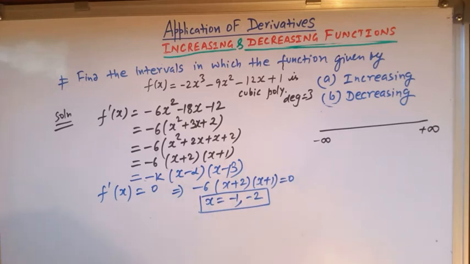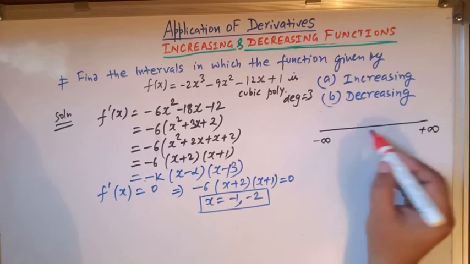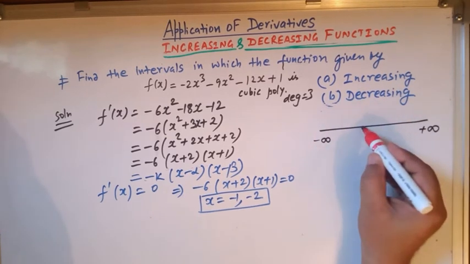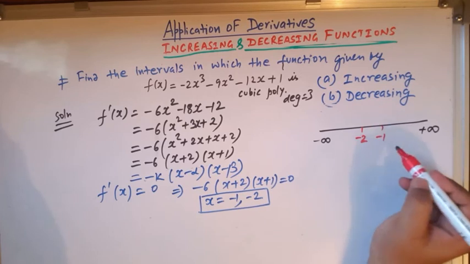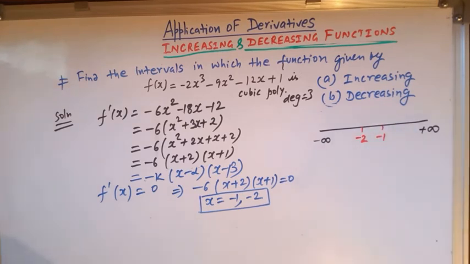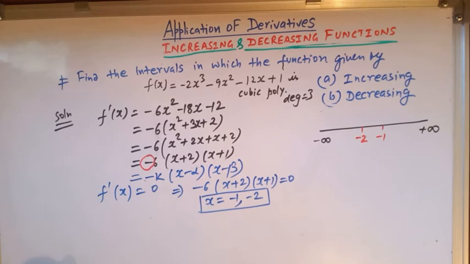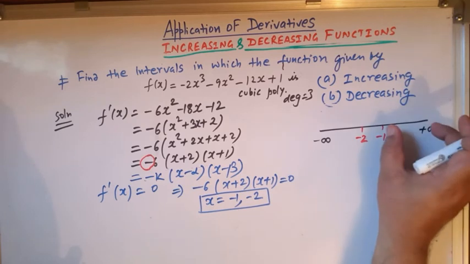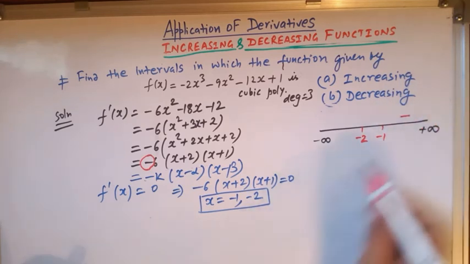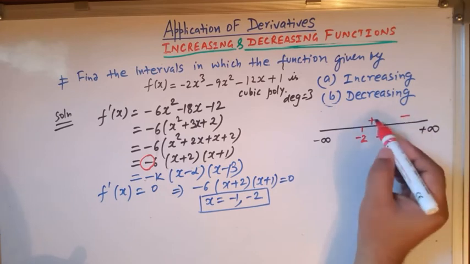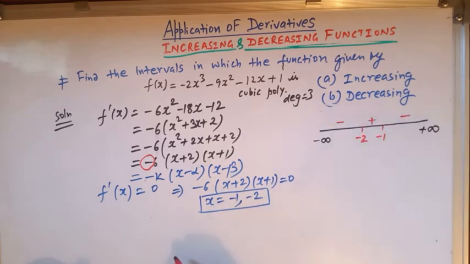Now let us plot these 2 points, or locate these 2 points on the number line. So this is the real number line. So here we have minus 2 and here we have minus 1. Okay. So viewers, as we have discussed just now, here we have the negative sign. Clear? Here we have the negative sign. So we'll start from the right with the negative sign. So this is negative, this is positive alternately, and here we have negative.